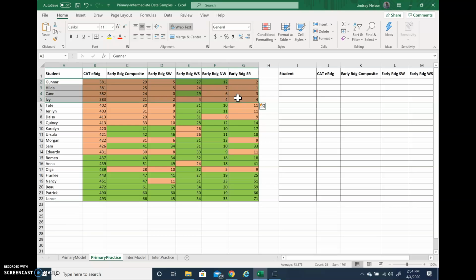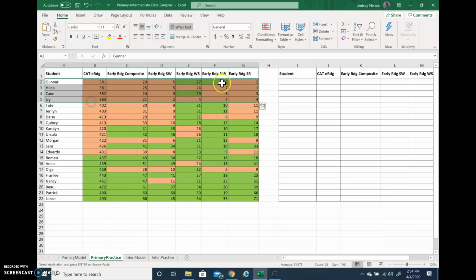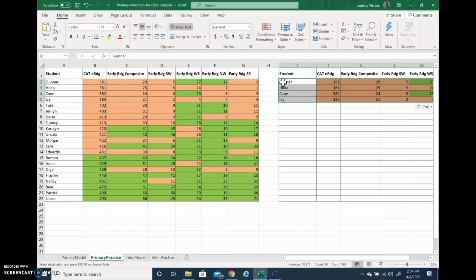As I look at these, I notice that they are all in the 380 range. And although there's a couple spots of proficiency over here, most of the students in most of the data points are still showing that they are below level, and their e-reading score shows that they are quite a bit lower than their classmates. So I am going to put these students in my first group.